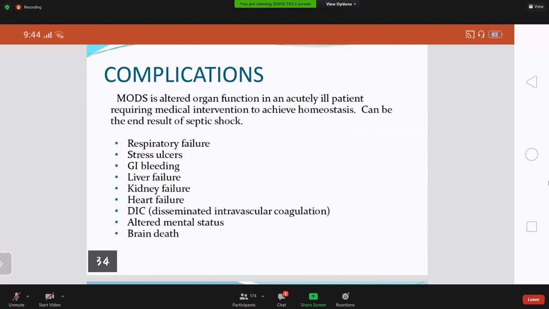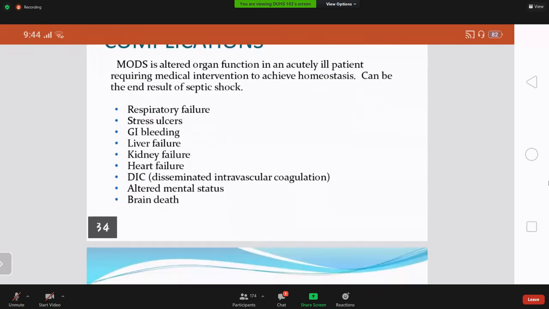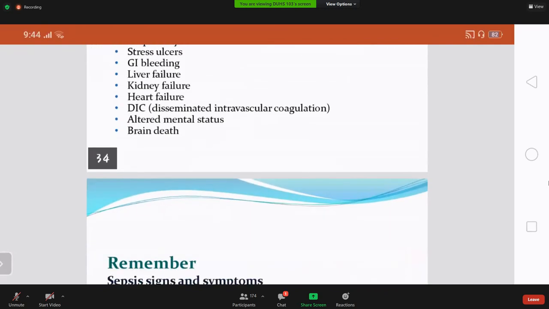So these are the complications that can result from severe sepsis or septic shock, when the patient is not able to achieve homeostasis, or in spite of all your efforts, the patient is unable to maintain their blood pressure. So these are the complications that can occur.